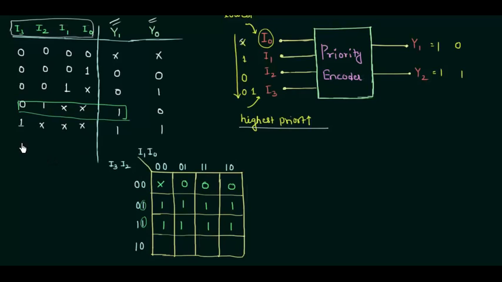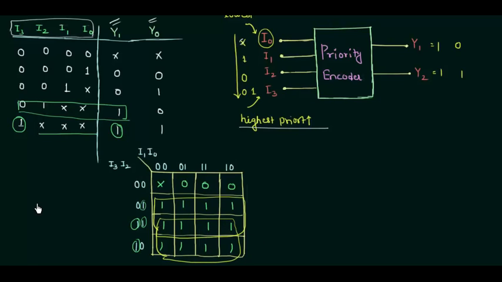Similarly for the last case also, whatever be the value of I2, I1, I0, if I3 is 1, Y1 is going to be 1. So we can see that for these two rows I3 is 1. So we have already put 1 here in this row. The only thing left is to put 1 in all the cells of the last row. It's a very simple K-map to do, and let's start grouping it. This is our first group, and this one is our second group.